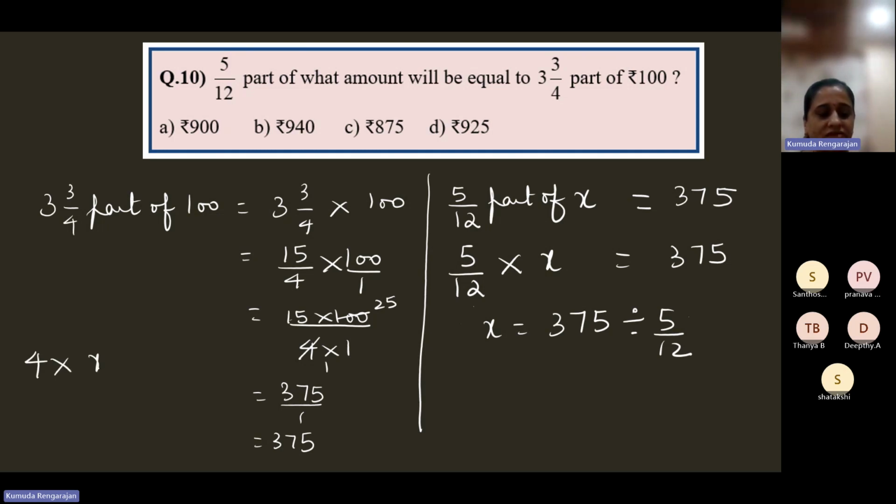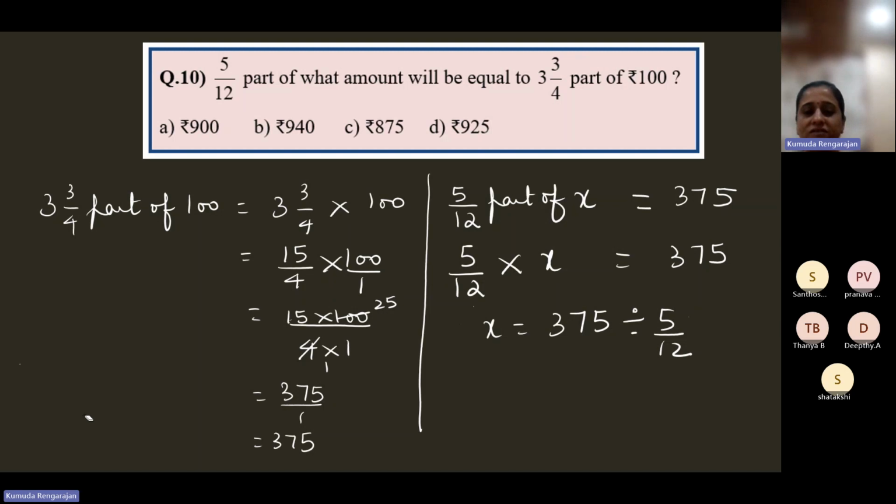Take an example: 4 into x is equal to 36. How will you get the value of x? 4 into what is 36? 4 into 9 is 36. How do you get this answer 9? 36 divided by 4. x will be equal to 36 divided by 4.